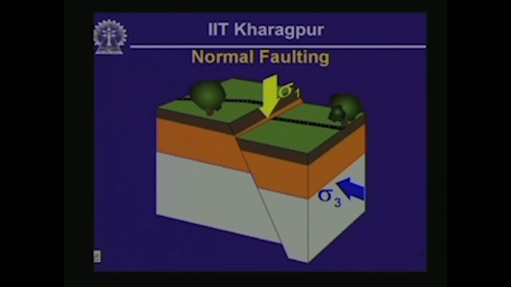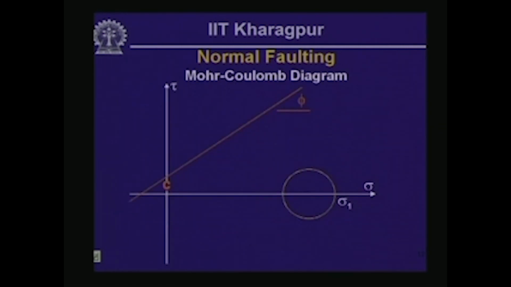So what is happening here can be viewed as a Mohr Coulomb problem, as a problem of failure. The initial state of stress is represented by the Mohr circle shown on the plot, on the Mohr Coulomb diagram. Also shown on the diagram is the Mohr Coulomb failure envelope. Now let us see how this Mohr circle is going to evolve during normal faulting.